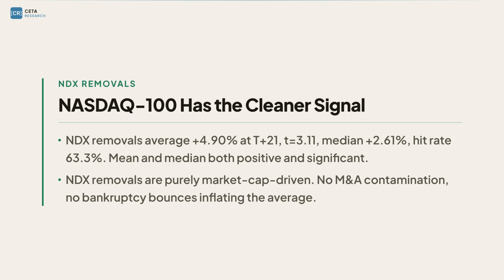The Nasdaq 100 shows a much cleaner removal effect, positive 5.13% at 21 days, with a t-statistic of 3.29 and a median of positive 2.61%. Why is it cleaner? Nasdaq 100 removals are purely market cap driven. Companies drop out when they shrink, not because of mergers and acquisitions or committee discretion. There's no confounding acquisition premium muddying the data. That 63.2% hit rate is meaningfully above a coin flip, and the median confirms it isn't just outlier driven.